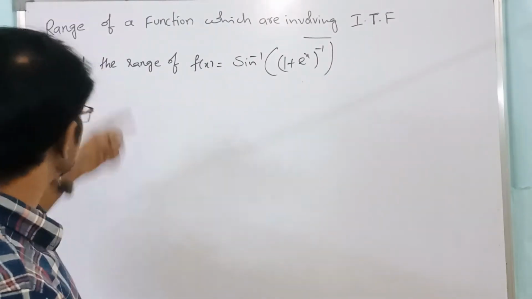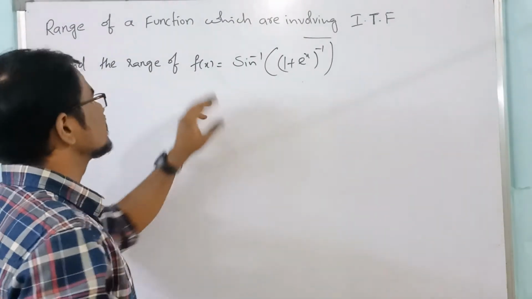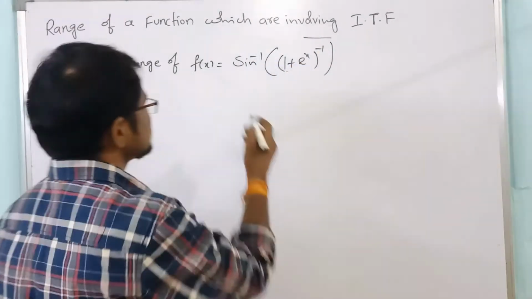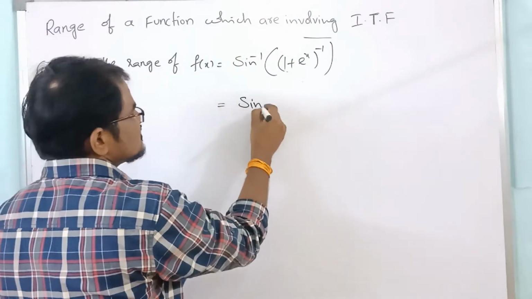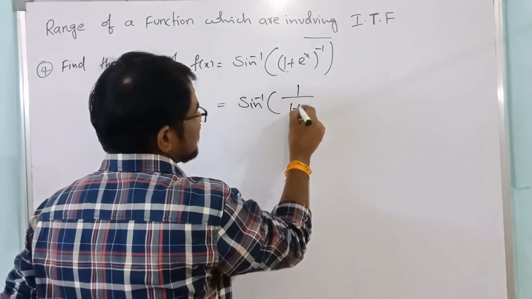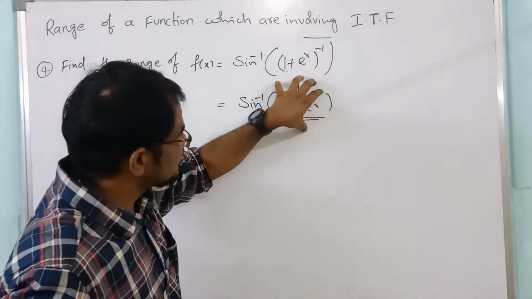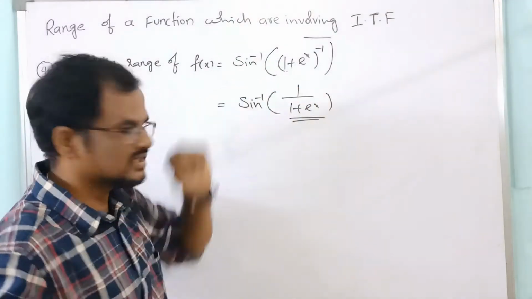See the next problem, fourth problem. Here what they have given is f of x equals sine inverse of (1 plus e power x) whole to the power of minus 1. This can be written as sine inverse of 1 by (1 plus e power x). First we have to find the range of this one. After that we have to apply sine inverse x.